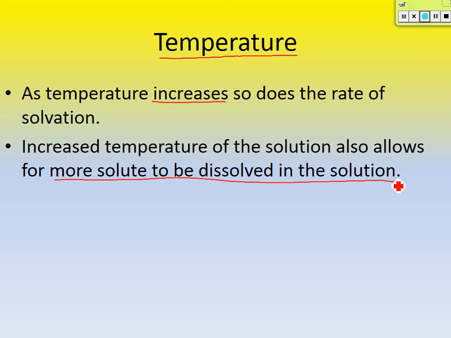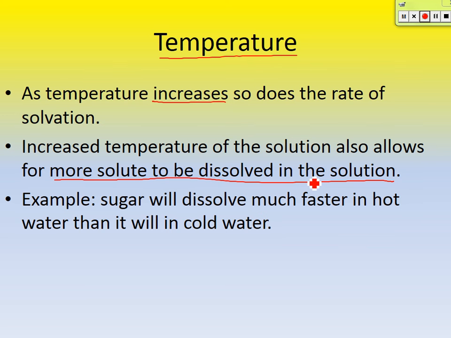So say you're putting sugar in really cold water, and you're stirring it around and you just can't get it to dissolve. Well, one thing you could do is increase the temperature. It will dissolve it, and then you will even be able to put more sugar in there at a higher temperature, and it will also dissolve. Okay, an example. Sugar will dissolve much faster in hot water than it will in cold water.